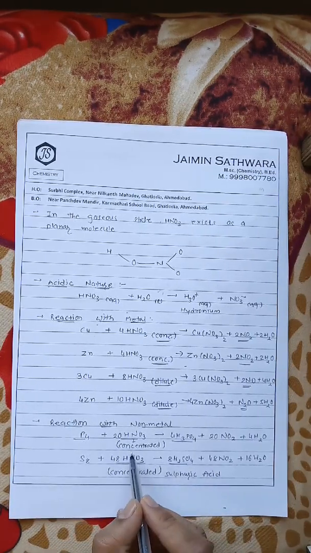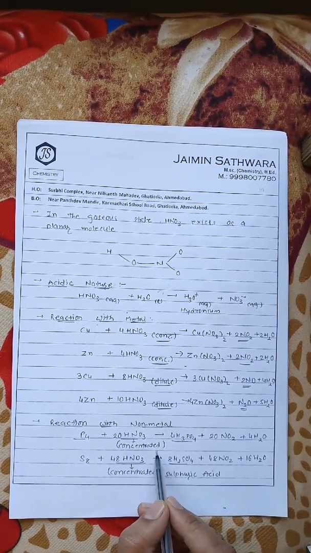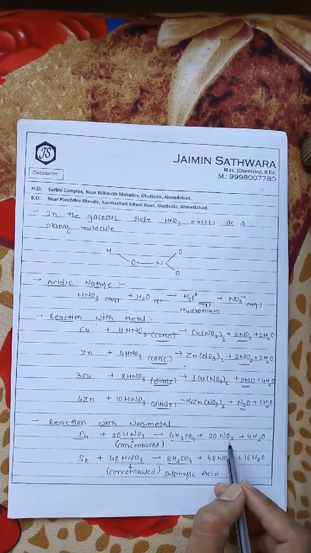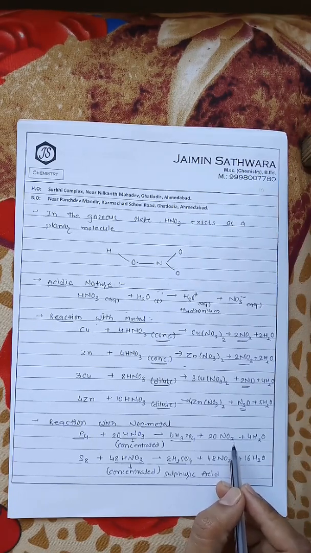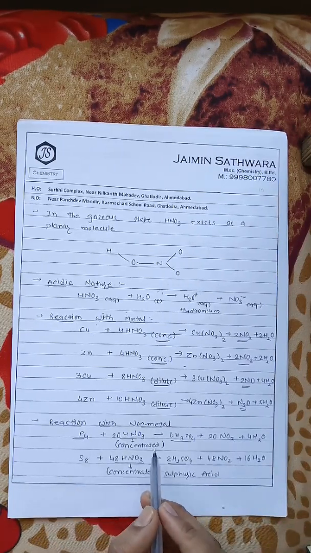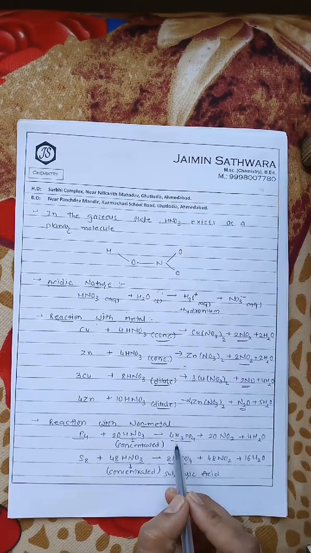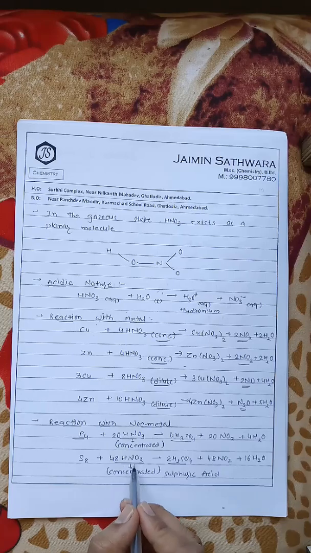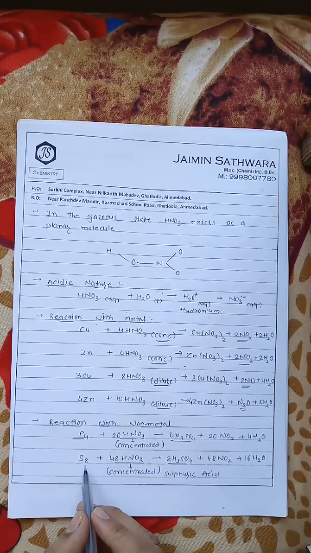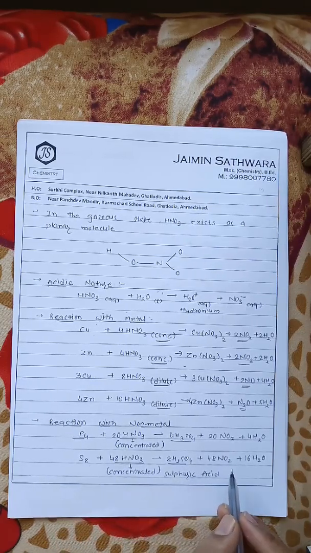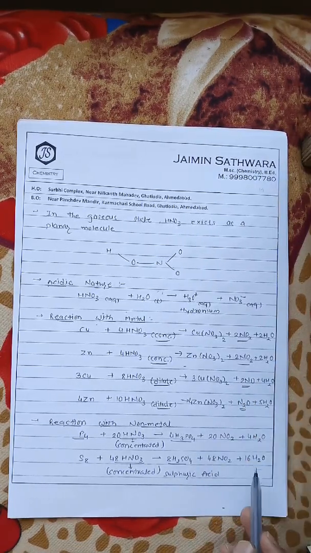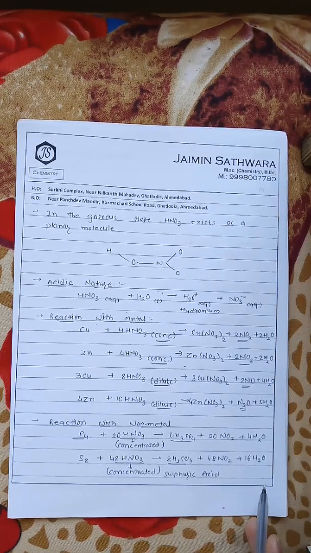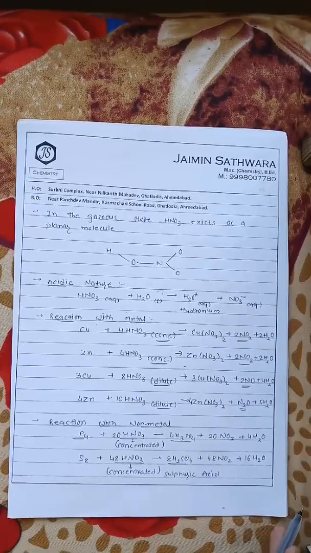Now see students, here we use concentrated HNO3, which always gives NO2. So phosphorus on its reaction with HNO3 gives phosphoric acid. NO2 is released during the reaction. HNO3 on its reaction with sulfur gives sulfuric acid plus NO2 is released during the reaction. In all reactions, H2O is released, which clearly indicates that HNO3 is a good dehydrating agent.